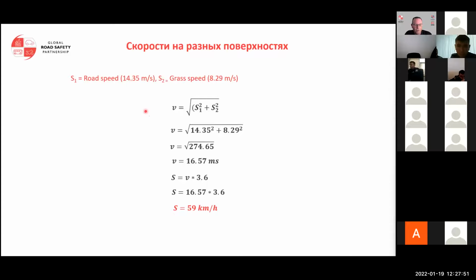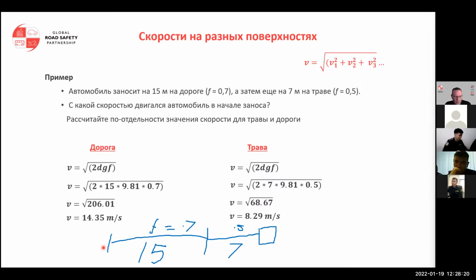But first one, velocity 1, 14.35 squared, plus velocity 2, 8.29 squared. We do that mathematics, we get 274.65. Take the square root, our velocity there, 16.57 meters per second. So converting that to kilometers per hour, we have 59 kilometers per hour. So in this circumstance, at the start of the first visible part of skidding that we can see, that vehicle was traveling at not less than 59 kilometers per hour.